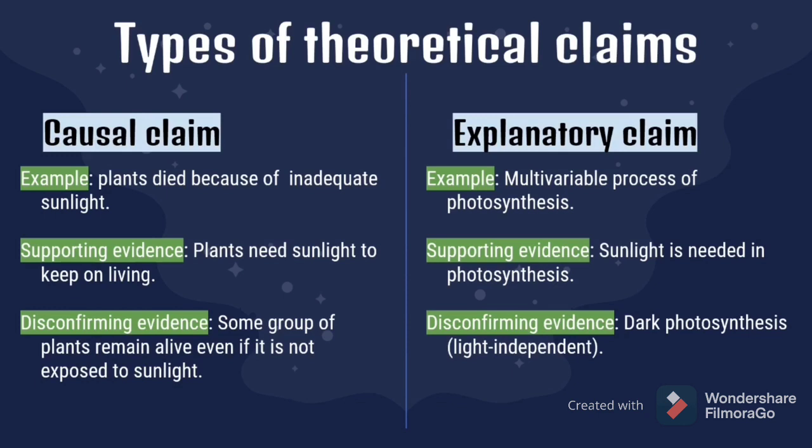Next is explanatory claim. The example of an explanatory claim is the multivariable process of photosynthesis. The supporting evidence is that sunlight is needed in photosynthesis, while the disconfirming evidence is dark photosynthesis, where it is light independent. Plants do not need sunlight to operate dark photosynthesis.